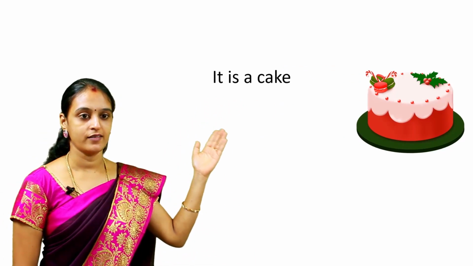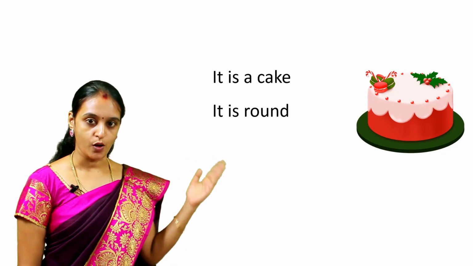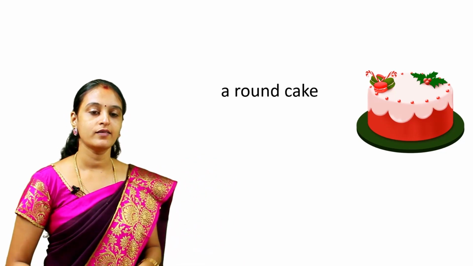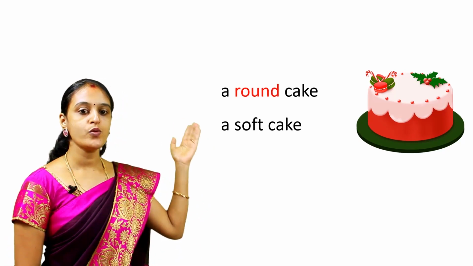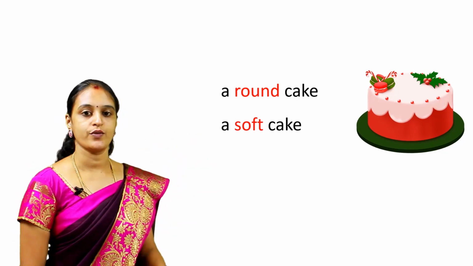Have a look at this picture. It is a cake. Can you describe the cake now? It is round. It is soft. A round cake, a soft cake. Here, the words round and soft describe the cake. They are the adjectives.